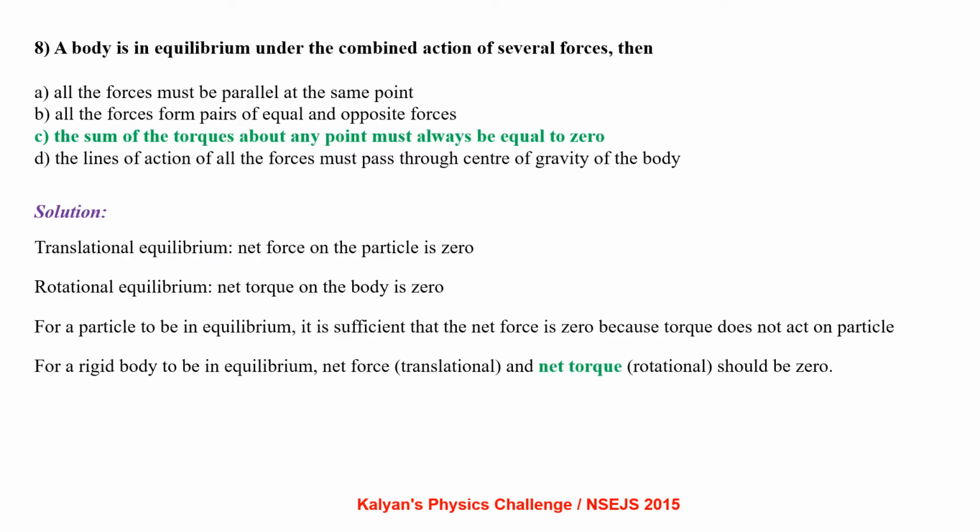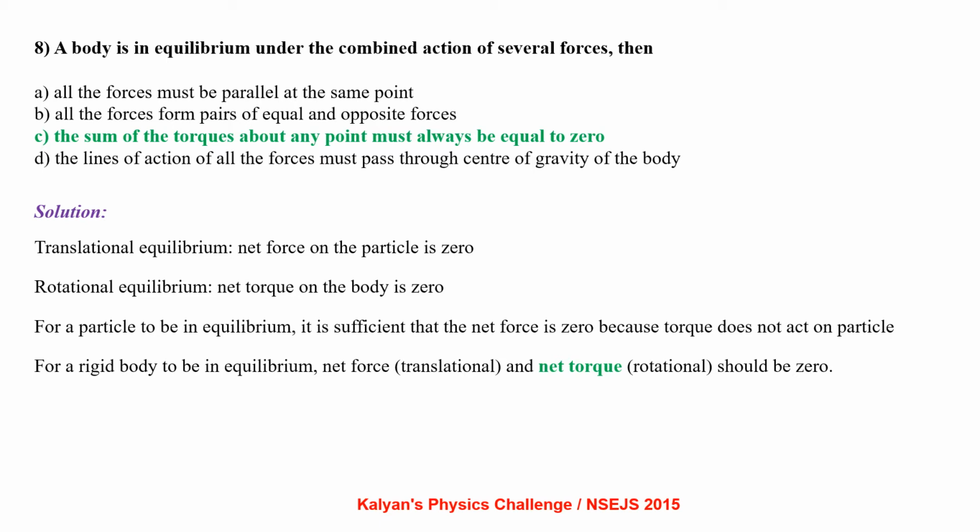A body is in equilibrium under the combined action of several forces. Then all the forces must be parallel at the same point. All the forces form pairs of equal and opposite forces. The sum of torques about any point must always be equal to 0. The line of action of all the forces must pass through the center of gravity of the body.